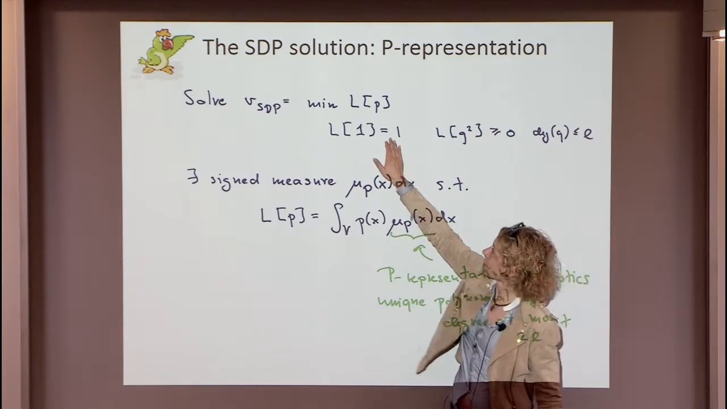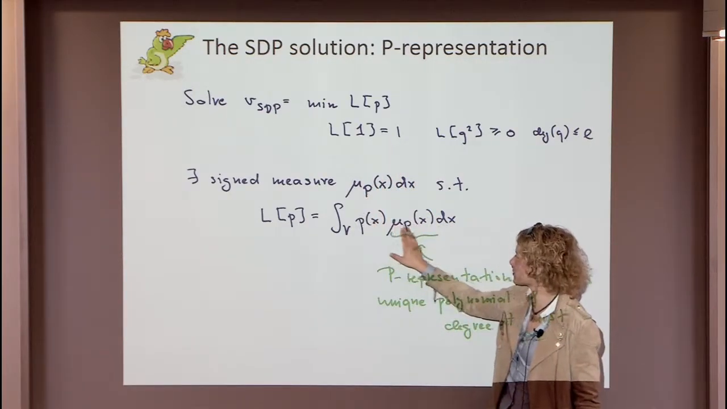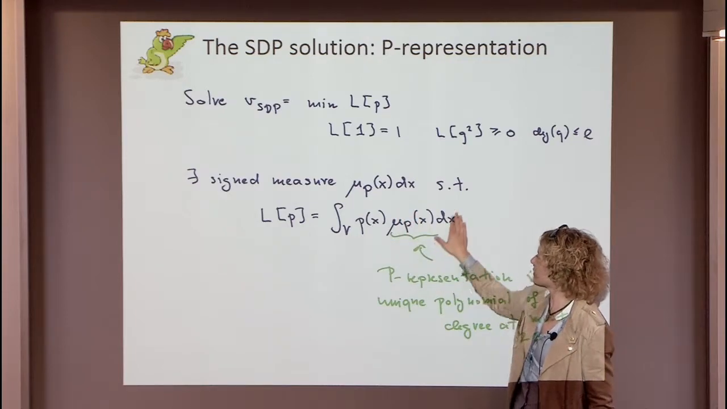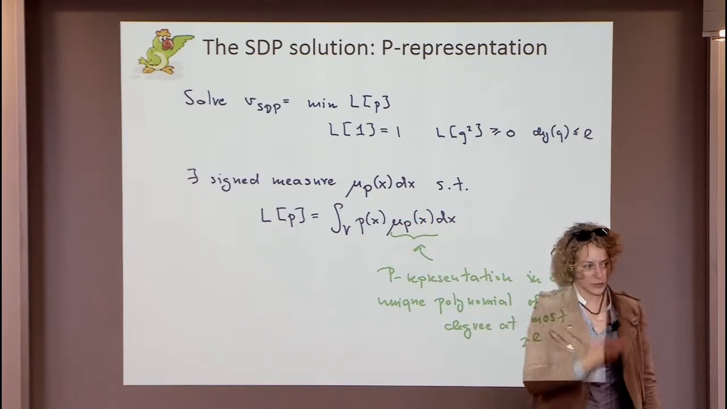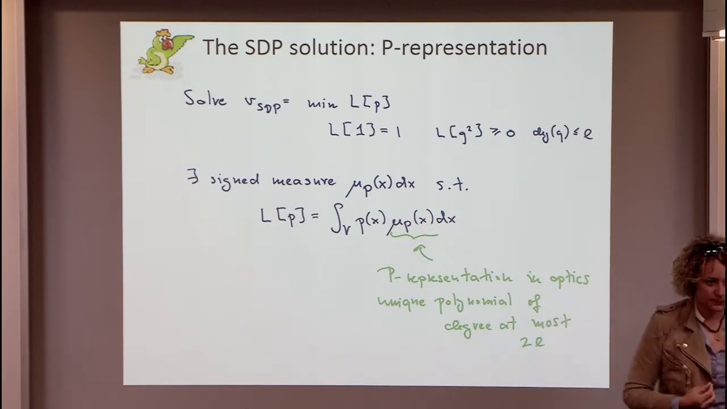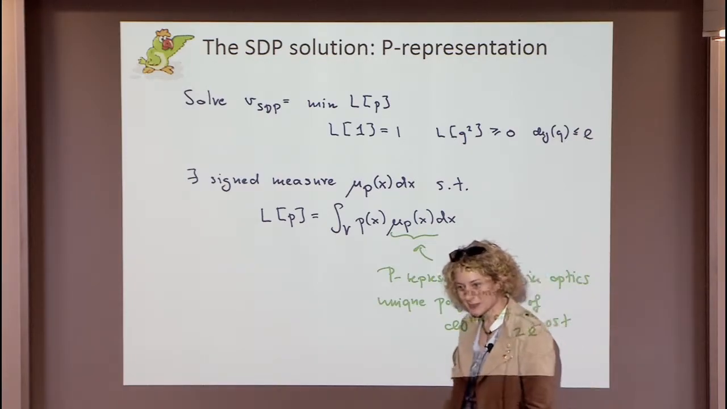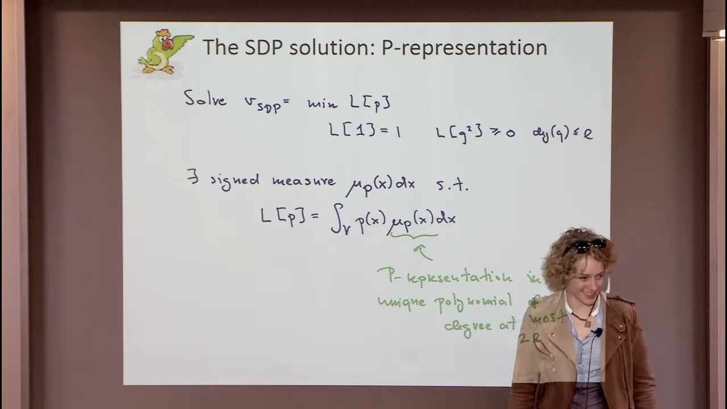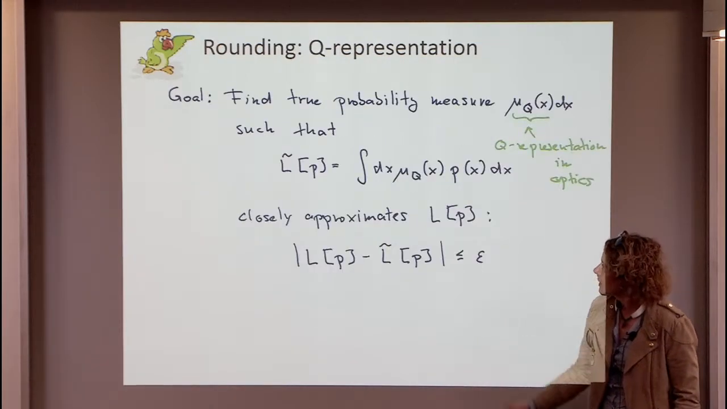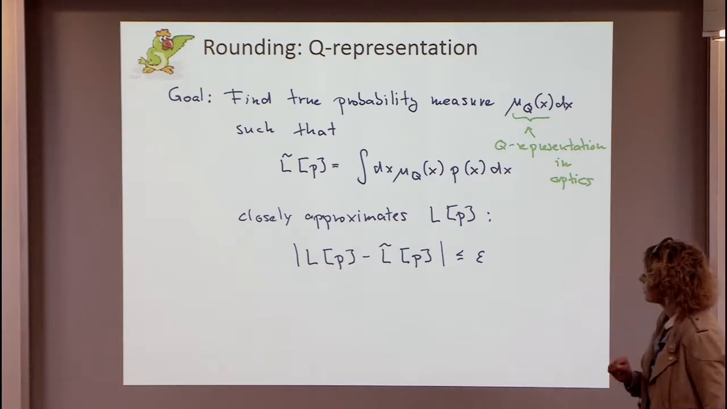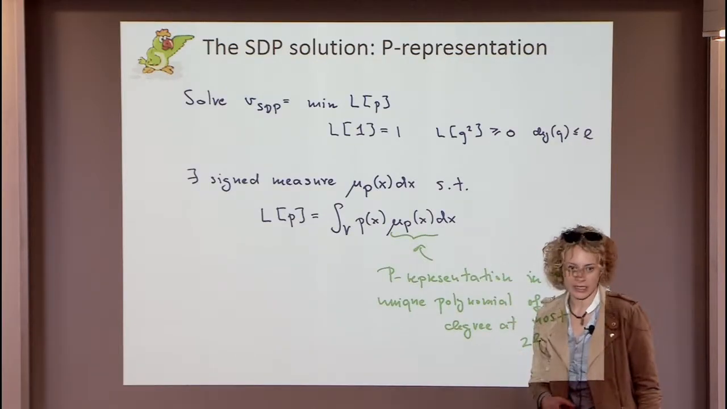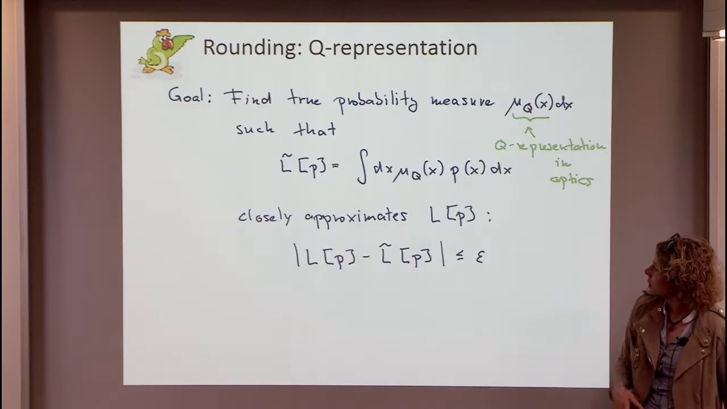Note that normalization is already satisfied. So if this was all positive, then this here would be some kind of probability distribution and we would have found a solution. But sadly, we can only know that it's normalized, but it's not necessarily positive. So the question is how can we turn this signed measure into a true measure. So we want to round this.